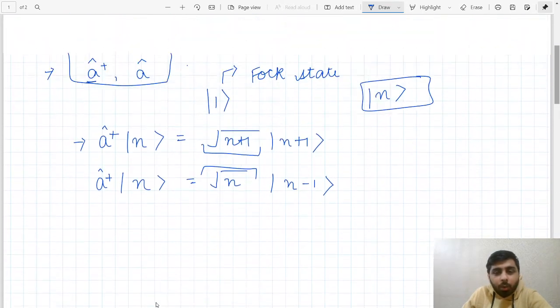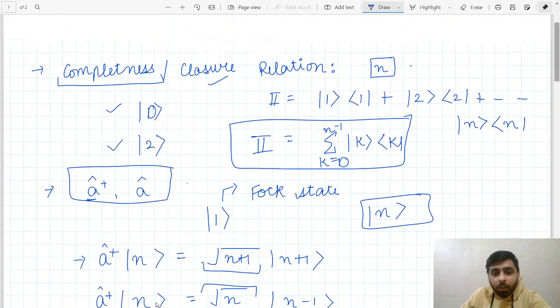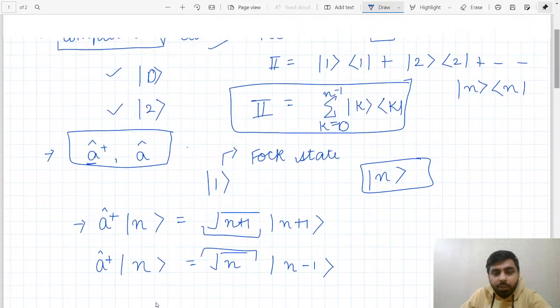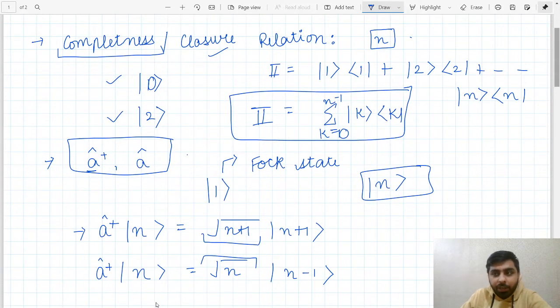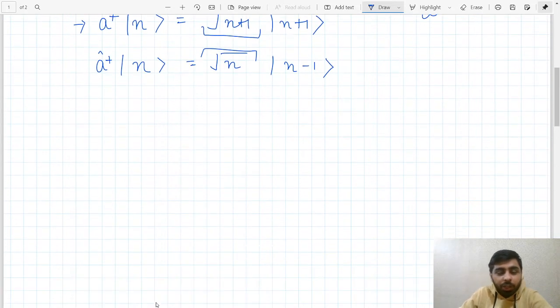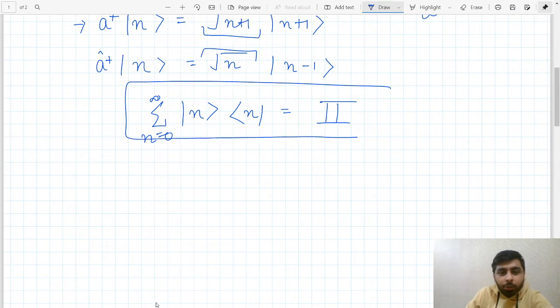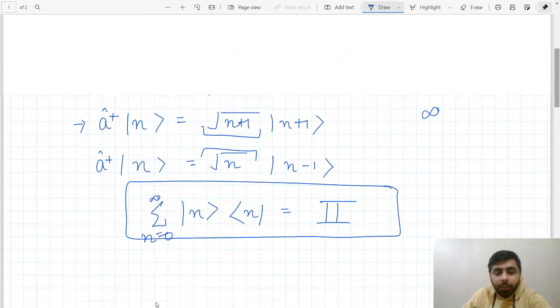Now, as I have already introduced the Fock states |n>, what is the closure relation for them? The space of the quantum harmonic oscillator states is not a finite dimensional space, but an infinite dimensional space. So the closure relation will take the form: the sum over n from 0 to infinity of |n><n| is equal to I. This is one very important bit that we needed to learn.